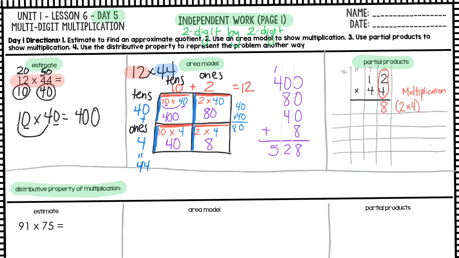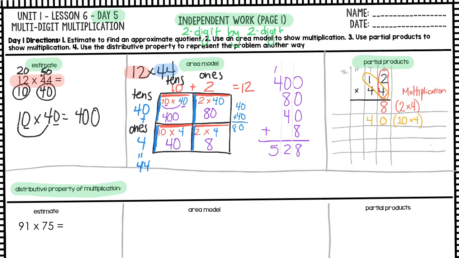Then I'm going to switch colors so you can see the next thing that we do. Next, we're going to multiply 1 times 4. But it's not 1, it's 1 ten. So 1 ten is 10. We're multiplying 10 times 4. And I'm putting that in parentheses. 10 times 4 is 40. So my 0 goes in the ones place and my 4 goes in the tens place.